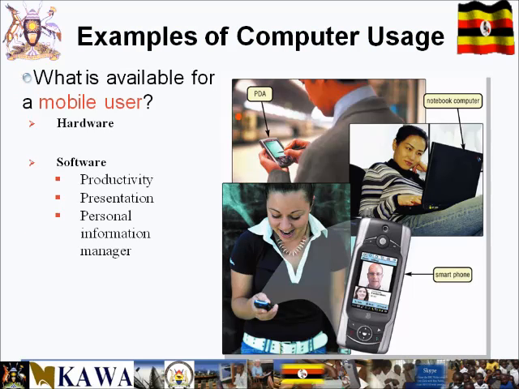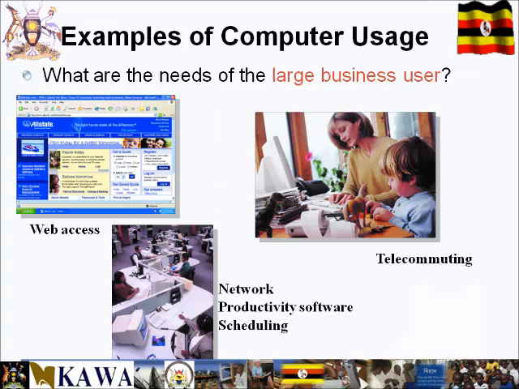So what is available for a mobile user? A mobile user normally needs hardware, then software: productivity, presentation, and personal information manager. And what are the needs of the large business user? That one needs web access. A large business user, like a school, a university, or a big company, needs telecommuting.